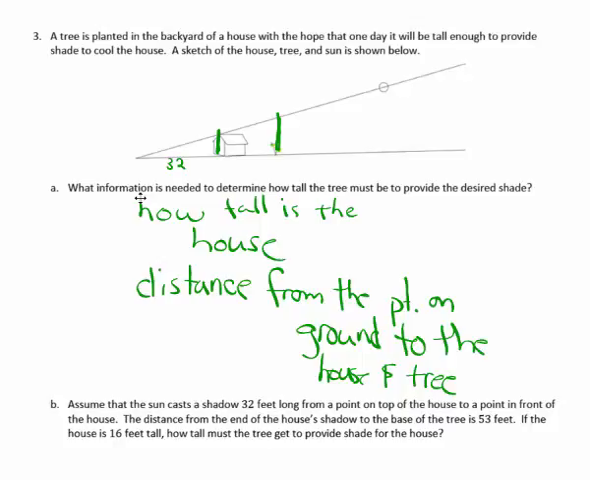Okay, then we have the distance from the end of the house's shadow to the base of the tree is 53 feet. So that means from here to here is 53. If the house is 16 feet tall, how tall must the tree get to provide shade for the house? Right? These are like our problems from yesterday.